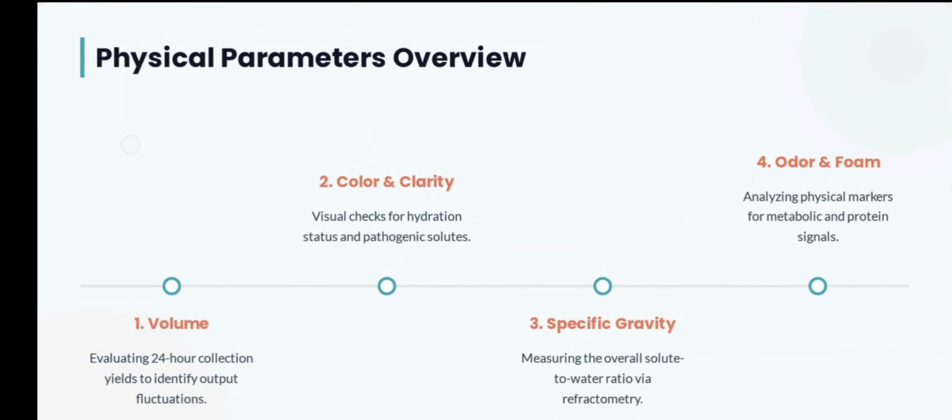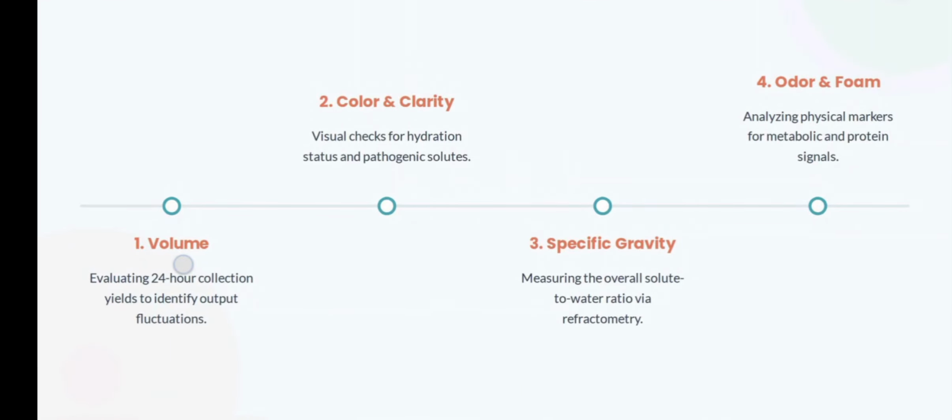Physical parameters overview. Volume: evaluating 24-hour collection yields to identify output fluctuations. Color and clarity: visual checks for hydration status and pathogenic solutes. Specific gravity: measuring the overall solute to water ratio via refractometry. Odor and foam: analyzing physical markers for metabolic protein signals. The main physical parameters of urine are volume, color, clarity, specific gravity, odor, and foam. These parameters provide useful information about a person's health status.